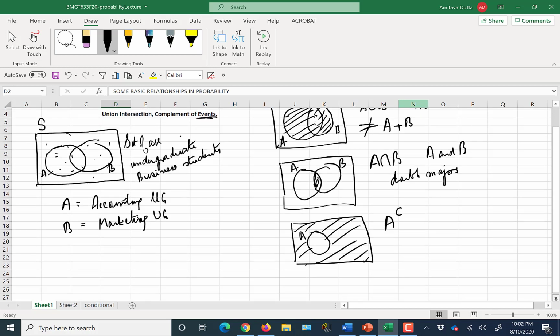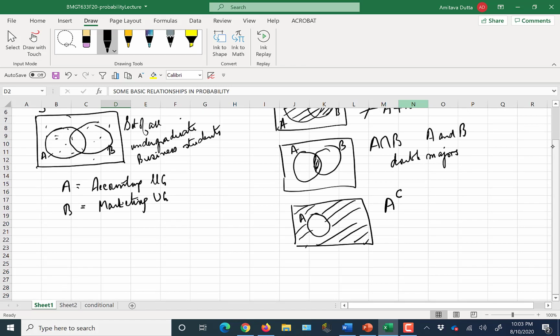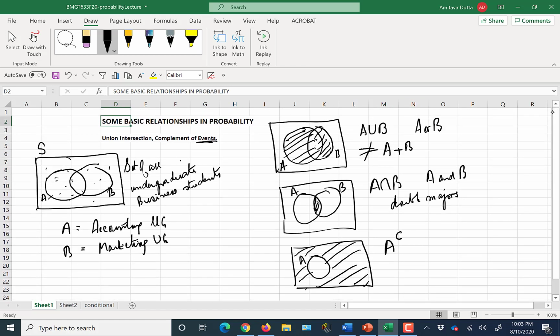Now moving on to some additional definitions. Let me scale up, try and keep this frame here. So I'll draw two more pictures. I'll draw them small. Here's A and B. So A minus B. Okay, so that's the shaded portion. In words, what does A minus B mean? These are all the students who are accounting undergraduates but who are not marketing undergraduates. So from the accounting students, you have to take out the double majors. So A minus B means all the undergraduate students who are accounting students but who are not marketing students.